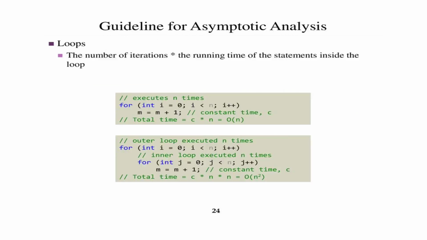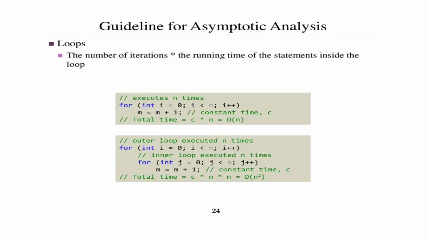So this is an example for asymptotic analysis: the number of iterations and the runtime of the statement inside the loop. For example, for int i equals 0, i less than n, i plus plus. It will increment up to n plus 1 times. So with constant c, the total time is c into n. The for loop iterates n times, so the time complexity of the for loop is order of n.